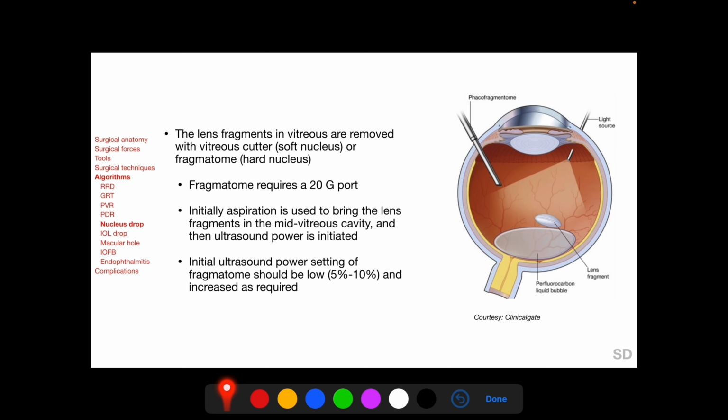Fragmatome requires a 20G port, and initially only aspiration is applied to bring the lens fragments in the mid-vitreous cavity, and only then ultrasound power is initiated. Initial ultrasound power setting of the fragmatome should be low and increased as required.